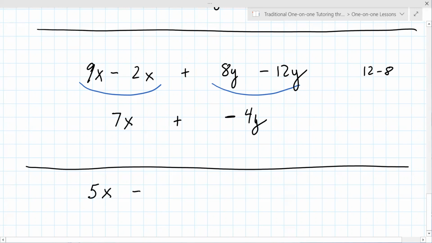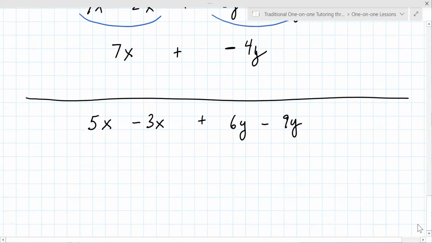5x minus 3x plus 6y minus 9y. Okay, so take a minute or two here and see if you can do this on your own. Let me know when you come up with an answer, please.